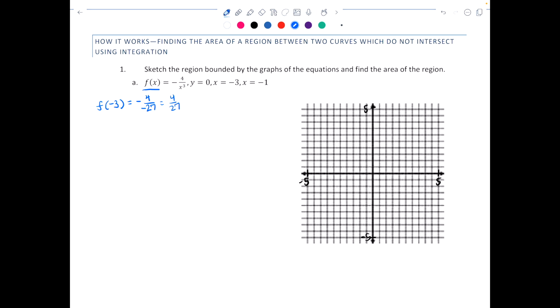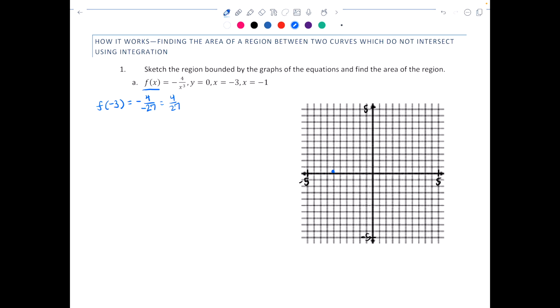Now we can go ahead and plot that point. 4 over 27 is pretty darn small. A half would be what, 13.5 over 27. It's even less than a quarter. So if we go back to negative 3, it's going to be pretty close to the x-axis.